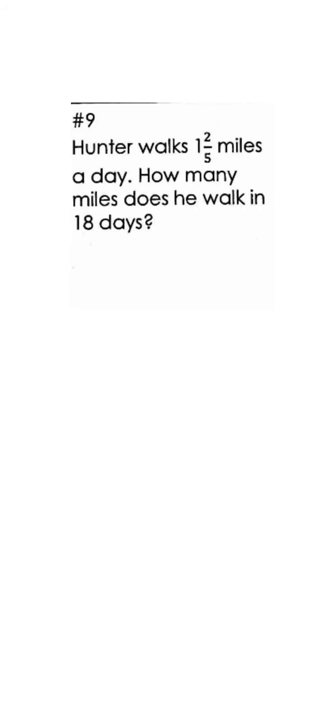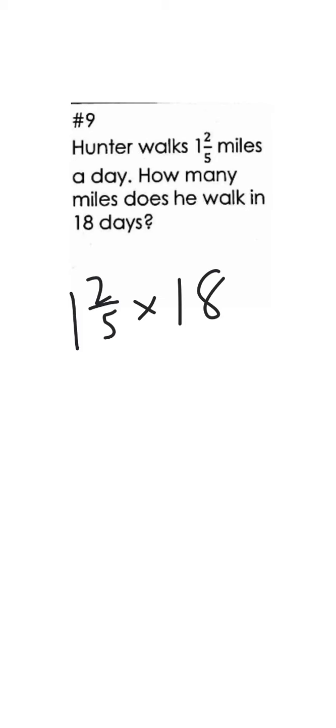Okay, so here's our last question I'm going to help you with today. It says Hunter walks 1 2/5 miles a day. How many miles does he walk in 18 days? So all this is repeated addition, right? I could do 1 2/5, 1 2/5, 1 2/5, and I just keep doing it 18 times. That's one way to do it. But when you're repeating addition, that means it's multiplication. So if I were to set this up right, it would be 1 2/5 times 18, right?